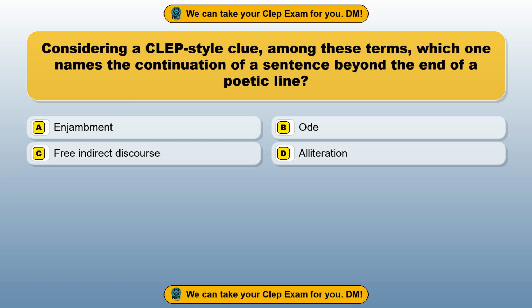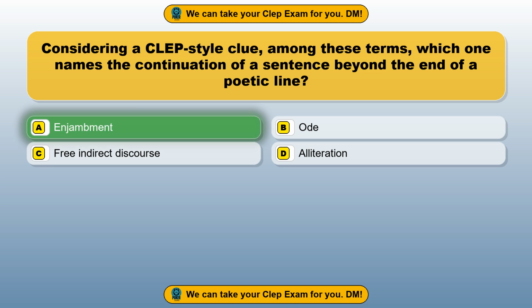Question 82. Considering a CLEP-style clue among these terms, which one names the continuation of a sentence beyond the end of a poetic line? Option A, enjambment. Option B, ode. Option C, free indirect discourse. Option D, alliteration. The correct answer is option A, enjambment.